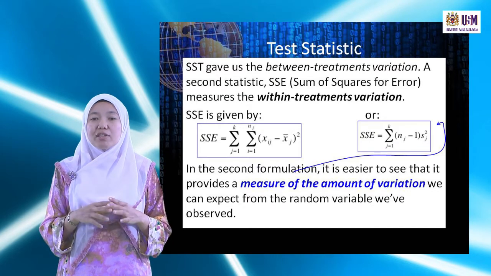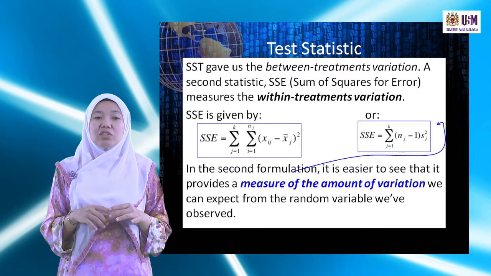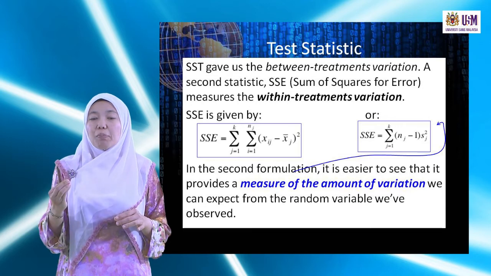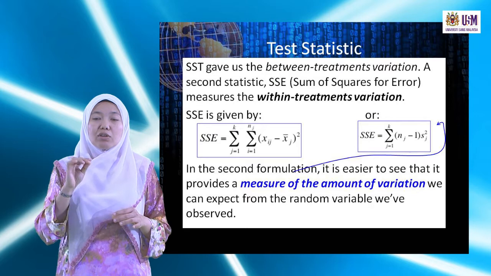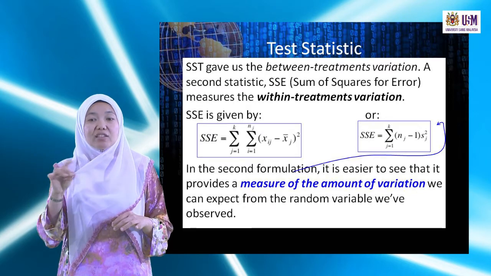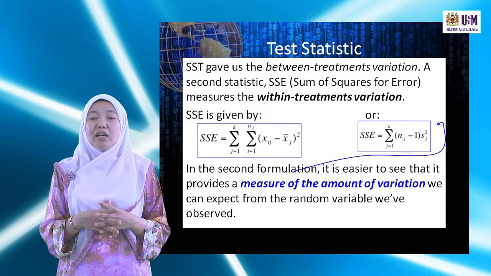In the second formulation, the one that you see on your right-hand side, it is easier to see that it provides a measure of the variation you can expect from the random variable that you are observing. Because if you look at the formula, the variance for that group, which is given by S squared, is multiplied with the degree of freedom, which stands as the weightage.